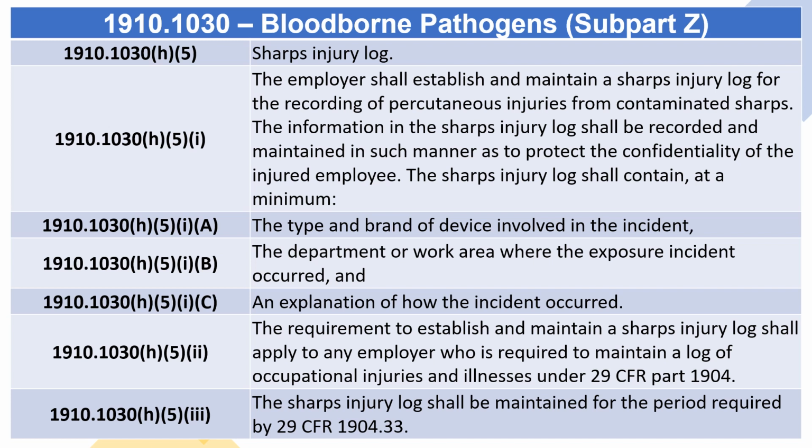1910.1030 H5. Sharps injury log. 1910.1030 H5.I. The employer shall establish and maintain a Sharps injury log for the recording of percutaneous injuries from contaminated sharps. The information in the Sharps injury log shall be recorded and maintained in such manner as to protect the confidentiality of the injured employee. The Sharps injury log shall contain, at a minimum, 1910.1030 H5.I.A through C: the type and brand of device involved in the incident, the department or work area where the exposure incident occurred, and an explanation of how the incident occurred. 1910.1030 H5.2. The requirement to establish and maintain a Sharps injury log shall apply to any employer who is required to maintain a log of occupational injuries and illnesses under 29 CFR Part 1904. 1910.1030 H5.3. The Sharps injury log shall be maintained for the period required by 29 CFR 1904.33.